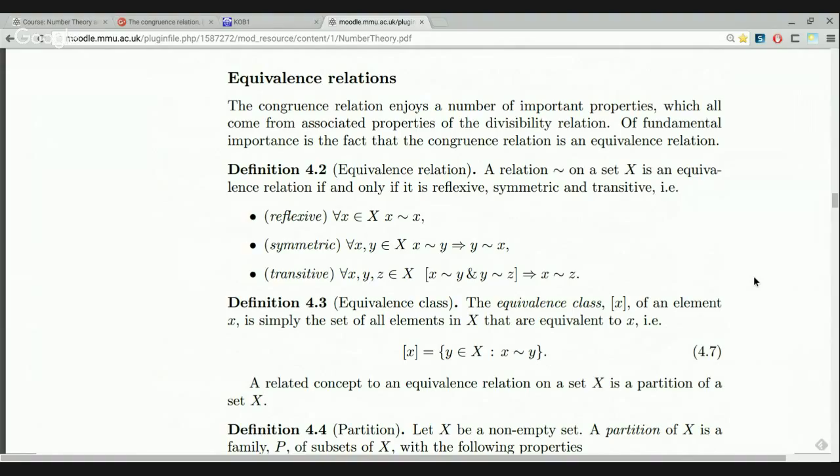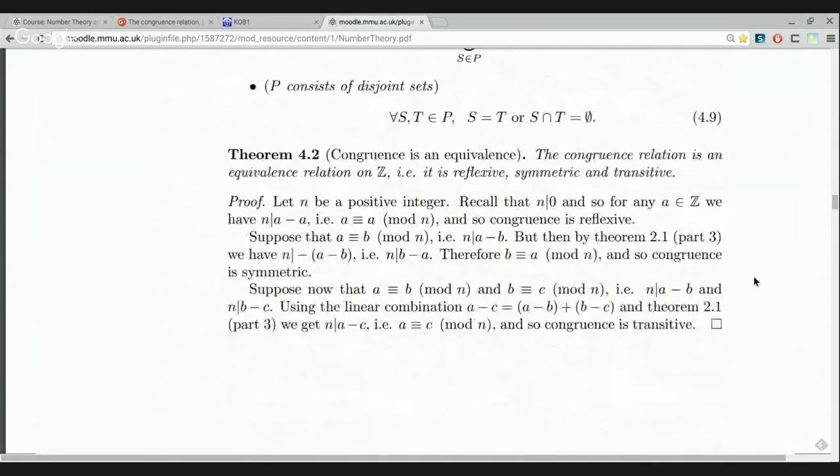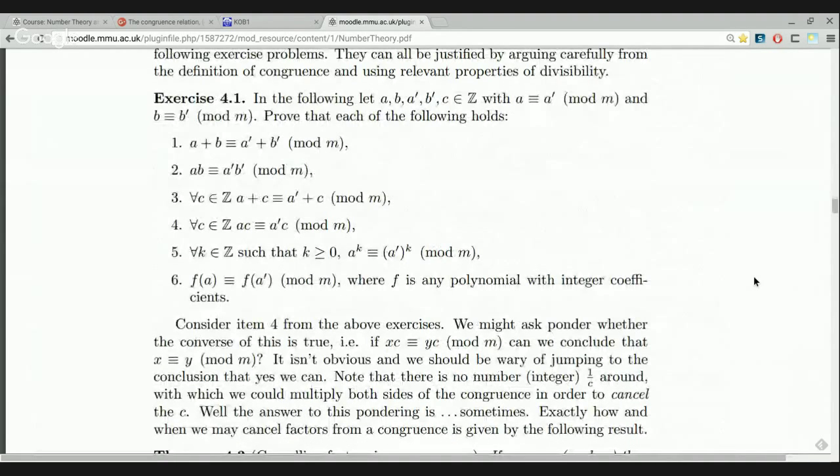So congruence is an equivalence relation on the integers. That's what we did last time. Where we left off last time was we were part way through discussing exercises 4.1. So the first thing I'd like to do today is just to continue our discussion of these.